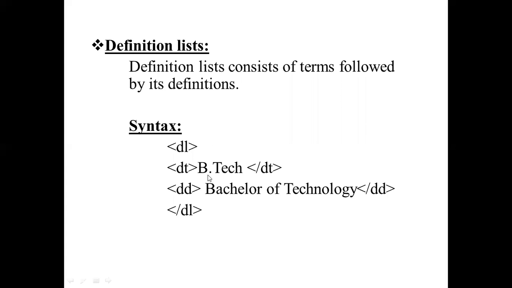Here we give an example, BTech. The definition of this BTech is Bachelor of Technology. That is the syntax of definition lists.